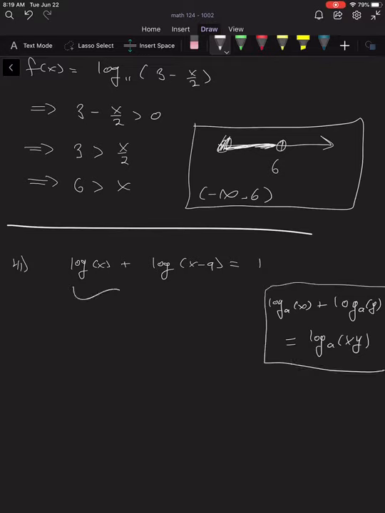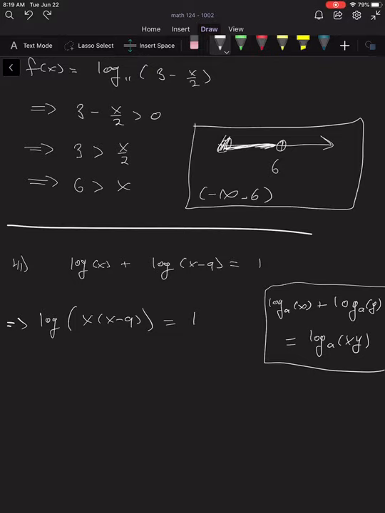So if we do that, there are these two logs, but they're adding together. So we can actually just write that as one log symbol. So one log, and then we'll do x times x minus 9, and that's just equal to 1. And remember too, we don't have a base written here. That means the base is 10.